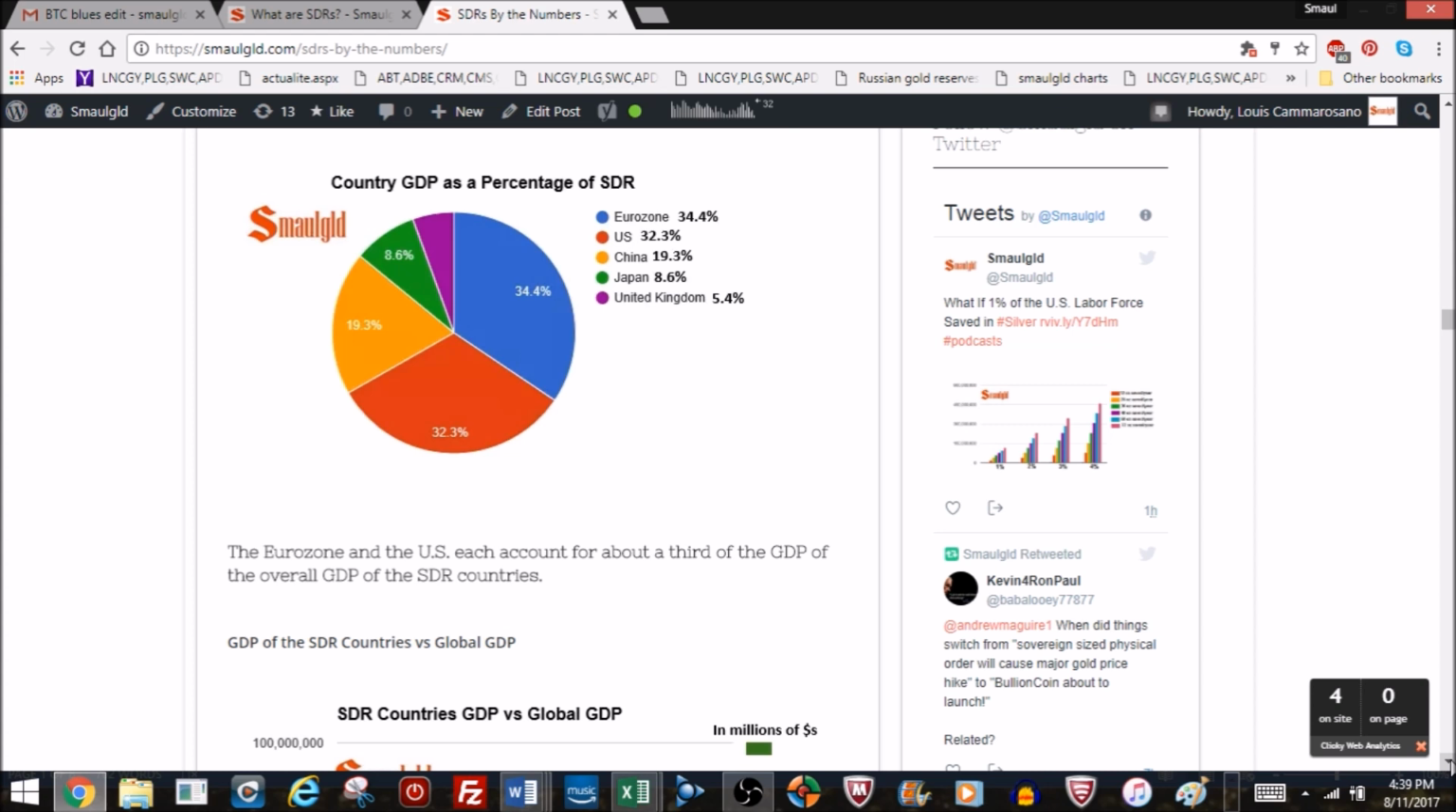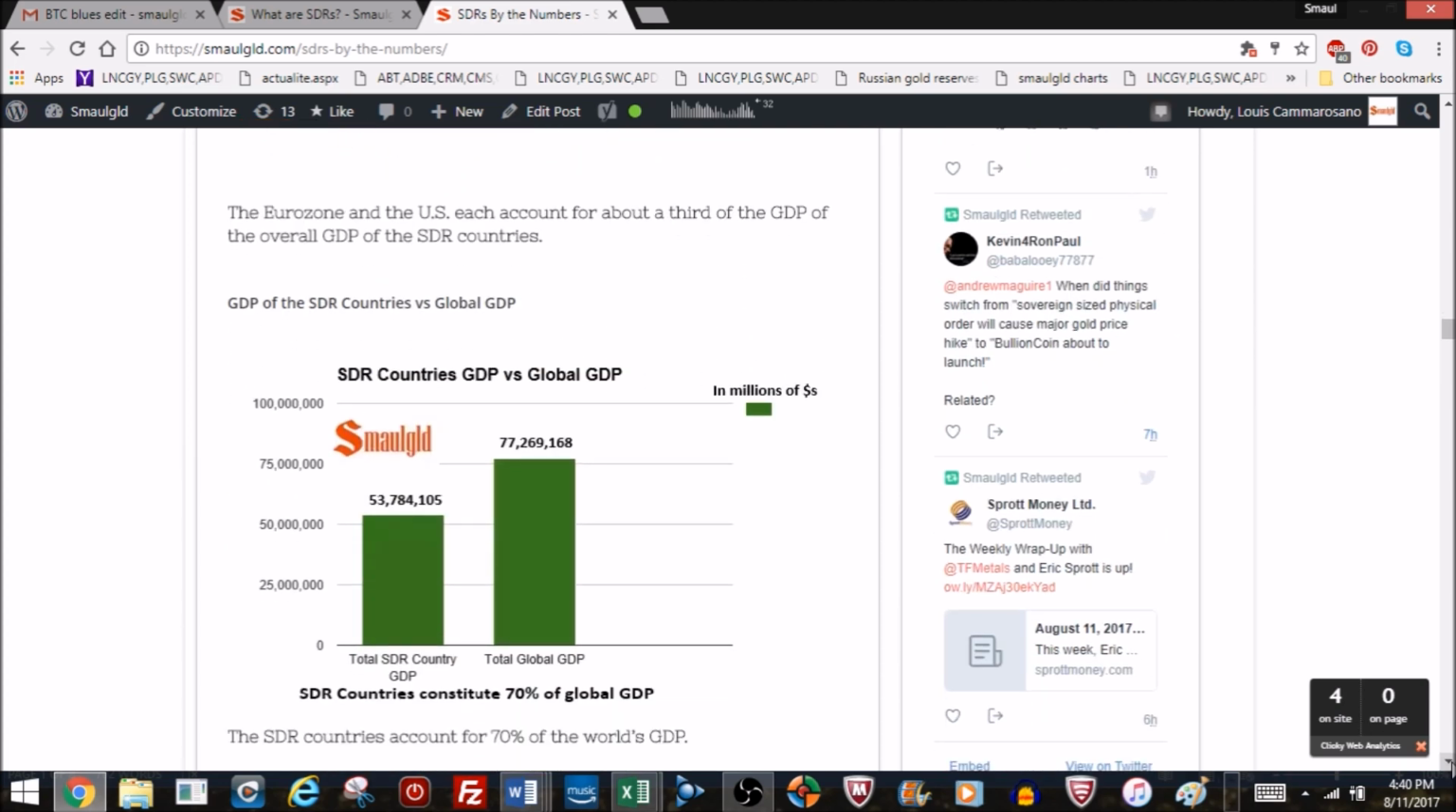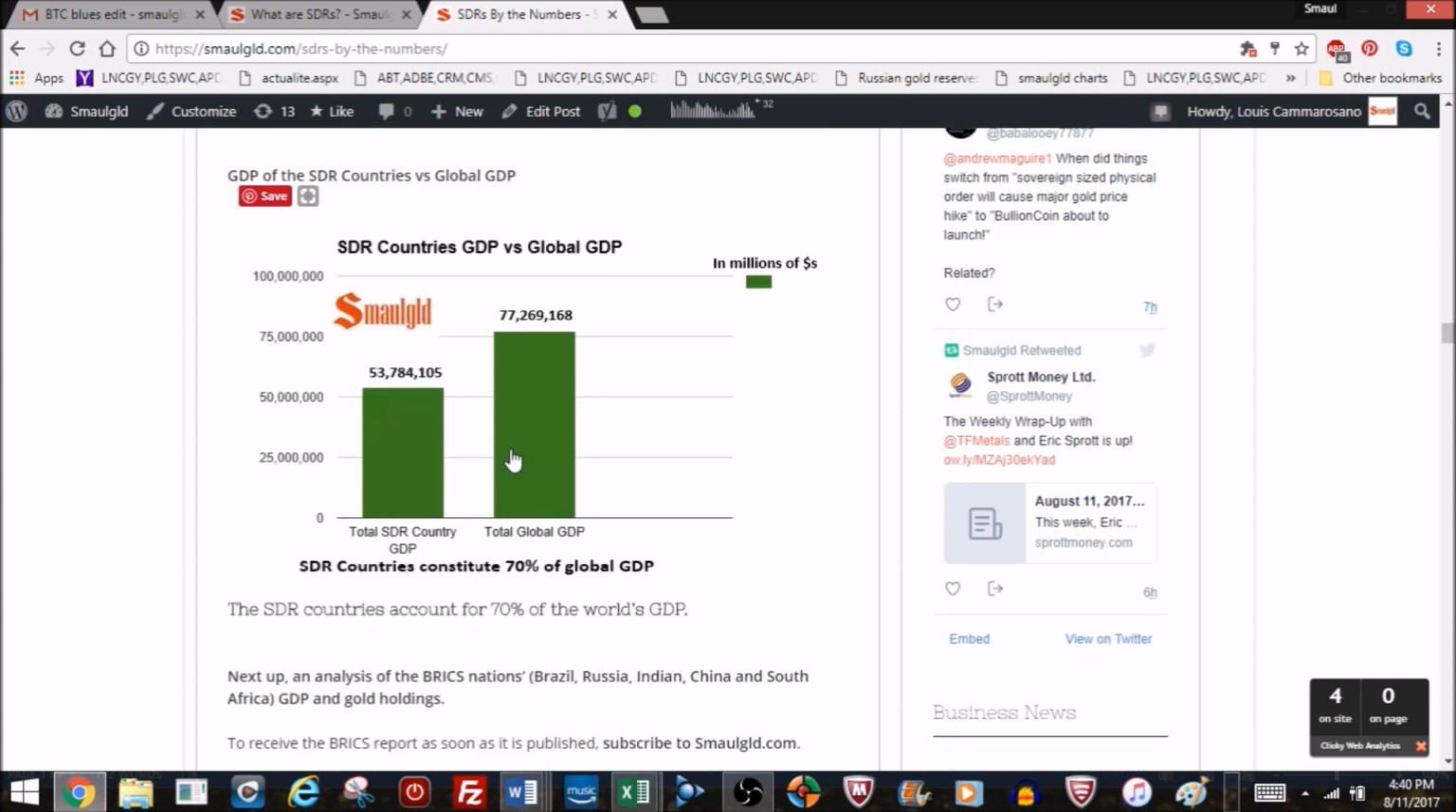And this is just a pie chart showing, as I mentioned, that the Eurozone actually has the largest percentage of GDP. They have the most gold, but yet they only have 30% of the allocation in the SDR. And then here's what I was saying. The total global GDP is 77 trillion. The total SDR is 70% of the world's GDP.